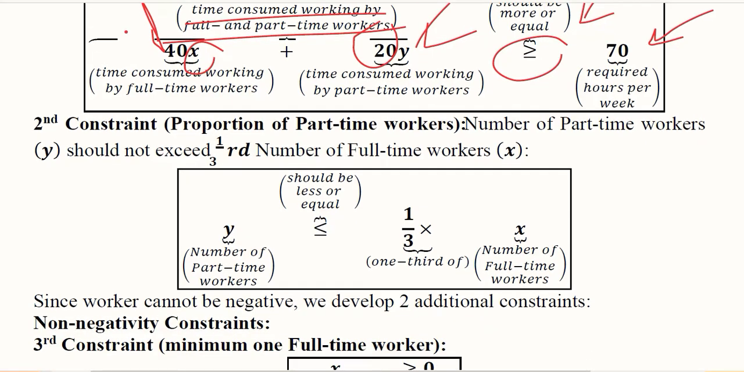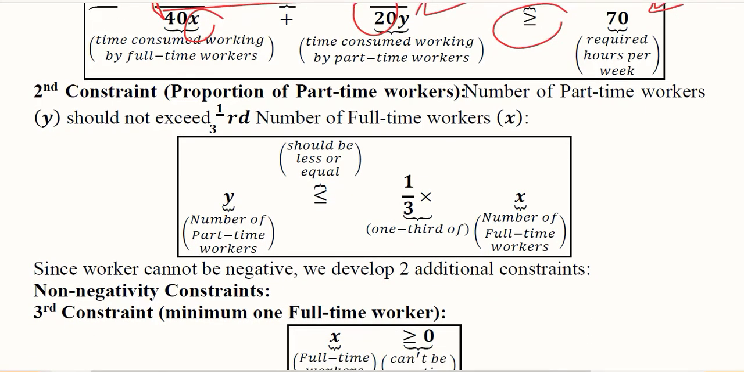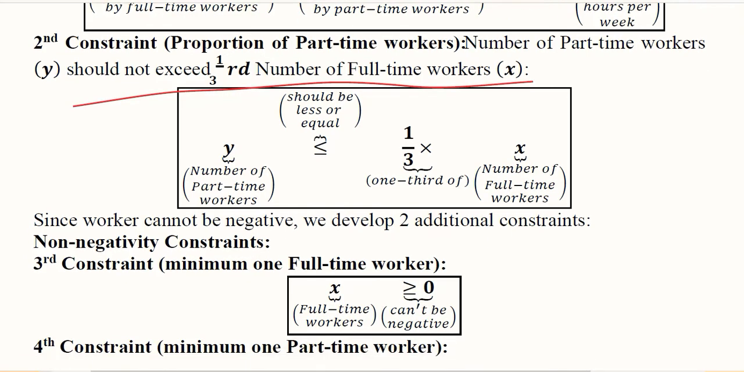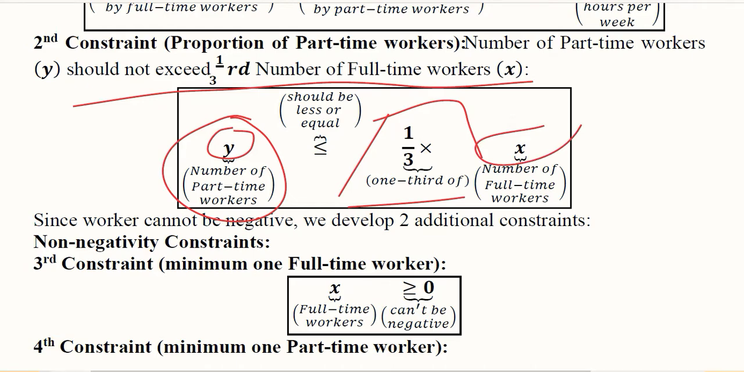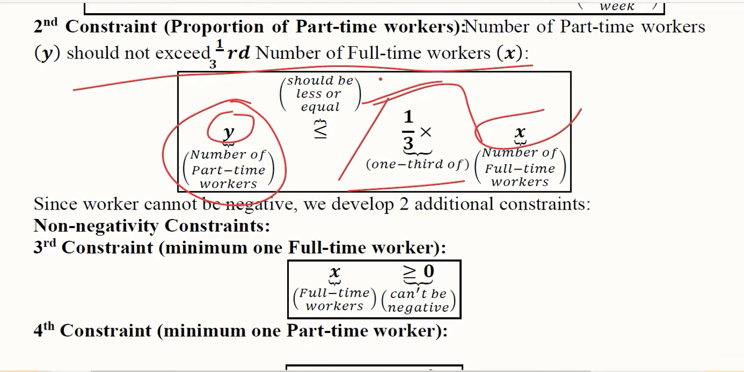The second constraint is about the proportion of the part-time workers. They are required to be at most 1/3 of the number of the full-time workers. So it means that they can be 1/3 of the number of the full-time workers, but not more than that. Therefore, the number of part-time workers represented by y should be 1/3 of the full-time workers represented by x, and it should be equal or less than that. So this is the maximum number or proportion allowed of the part-time workers.